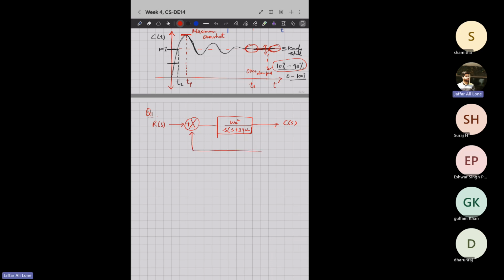Okay, so it's a unity feedback system. This is your error, E of s. This is your input. This is your open loop transfer function. Now, what is the question saying?